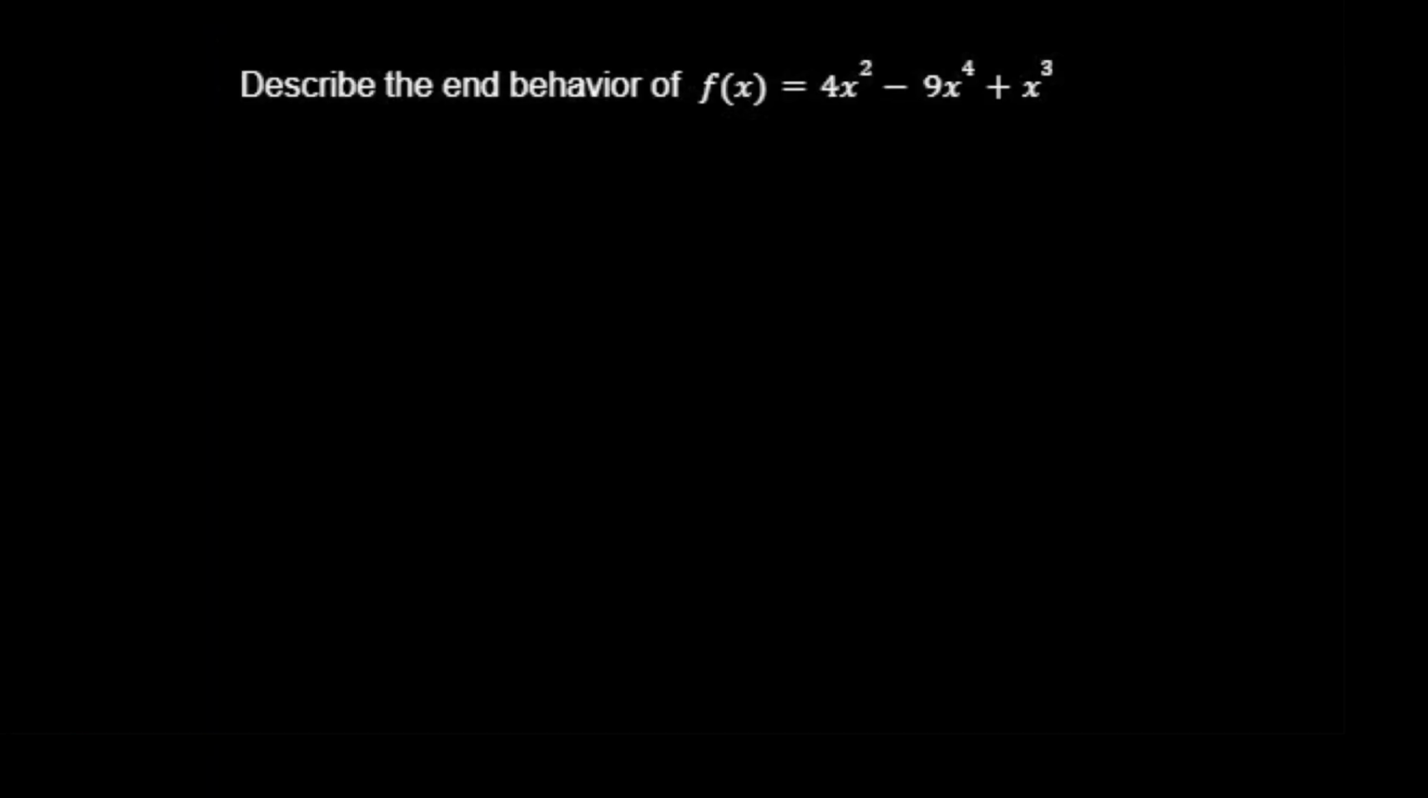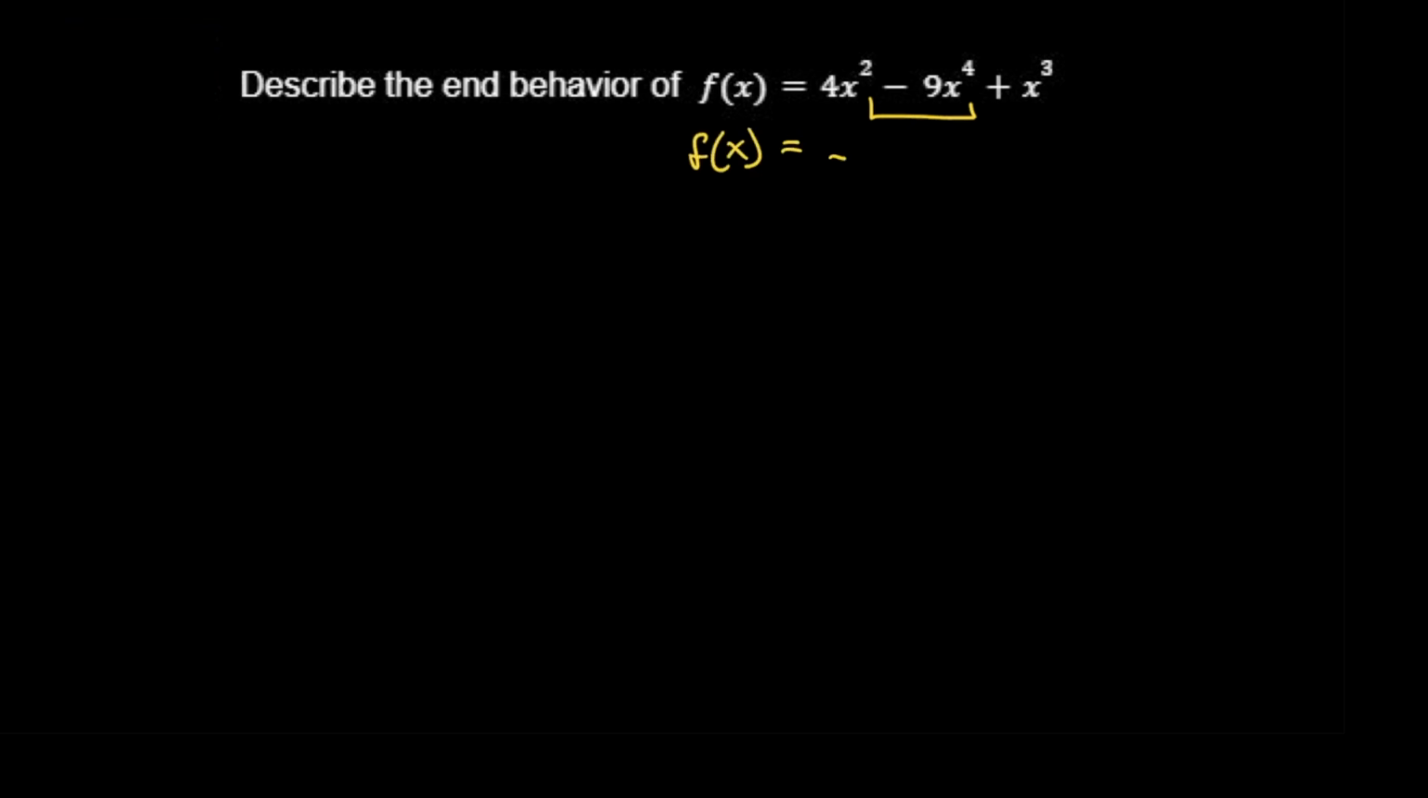Okay, in this example, we're going to describe the end behavior of the polynomial f of x equals 4x squared minus 9x to the fourth plus x to the third. The only thing that determines end behavior of a polynomial is its degree and leading coefficient. But it's very important to pay attention. This one is not in standard form. The highest exponent, or the degree, does not come first. The term we want to focus on is this second term. You could either just focus on this or rewrite it in standard form first before trying to figure things out.